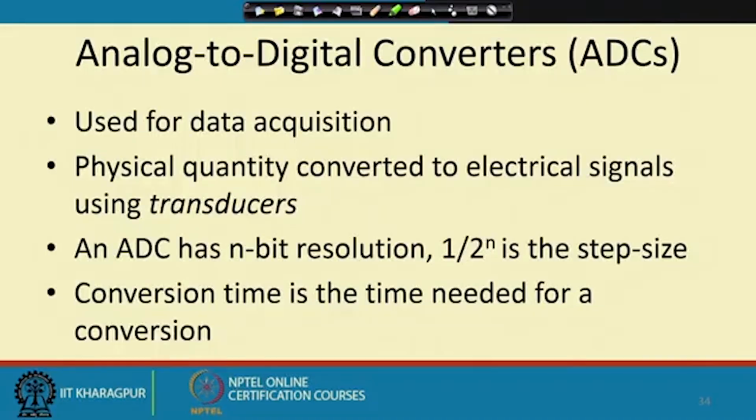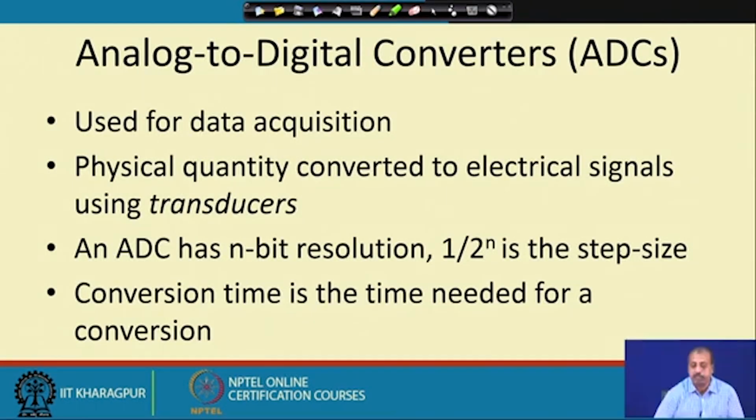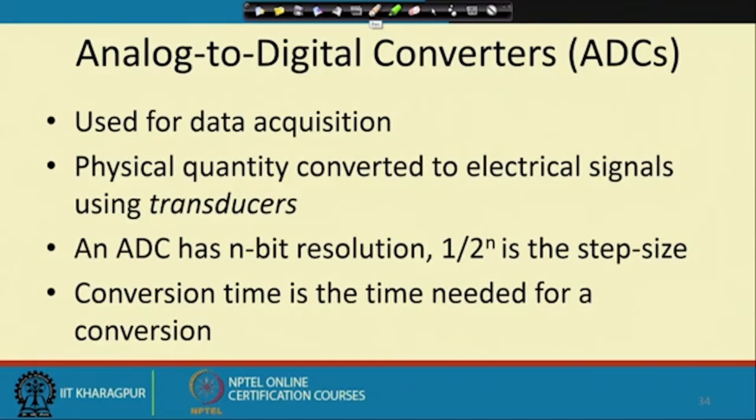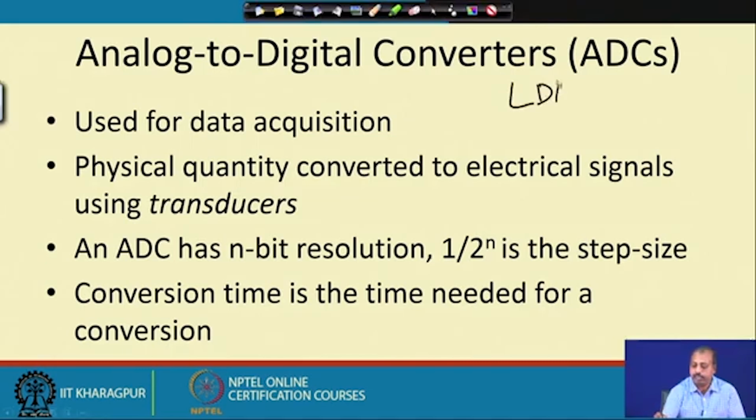So, what is required is that we should convert this analog data into digital values. This is done by the chips which are known as analog to digital converters or ADCs. They are used for data acquisition, that is, for collecting data from the environment, with the physical quantity converted to an electrical signal using transducers. A transducer is a device by which you can convert a physical quantity into an electrical signal. A very simple transducer is the light dependent resistor, or LDR.